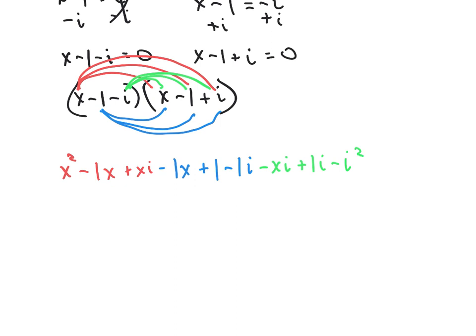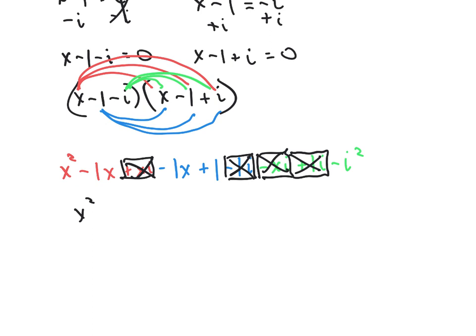So let's start canceling at this point. So I use black to cancel. So let's see what I've got. I've got a positive xi there and a negative xi there. So those cancel each other out. I have a negative 1i here and a positive one here, so I can cancel those out. Okay, so I've got x squared minus 2x, because I'm combining these two, plus 1 minus i squared.